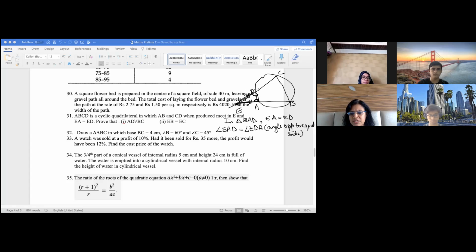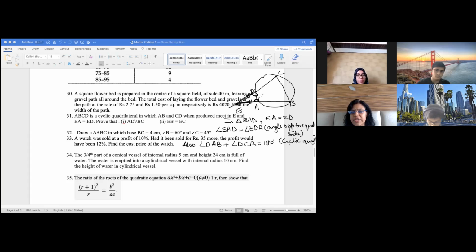DAB plus DCB. Because it is a cyclic quadrilateral, opposite angles will be 180 degrees. So DAB and DCB. So we'll write also angle DAB plus angle DCB is equal to 180 degree, cyclic quadrilateral. Okay. And one more thing, EAD plus DAB. This is linear pair.